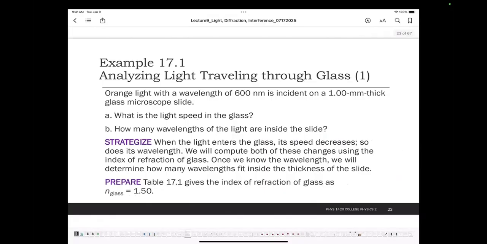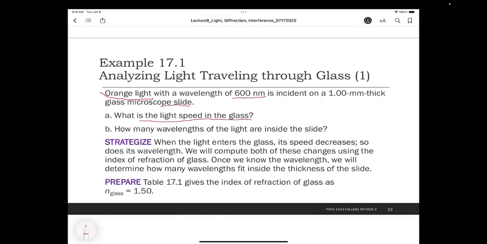Okay, let's talk about one example: analyzing light traveling through glass. Orange light with a wavelength of 600 nanometers is incident on a 1 millimeter thick glass microscope slide. What is the light speed in the glass? How many wavelengths of light are inside the slide? When the light enters the glass, its speed decreases.